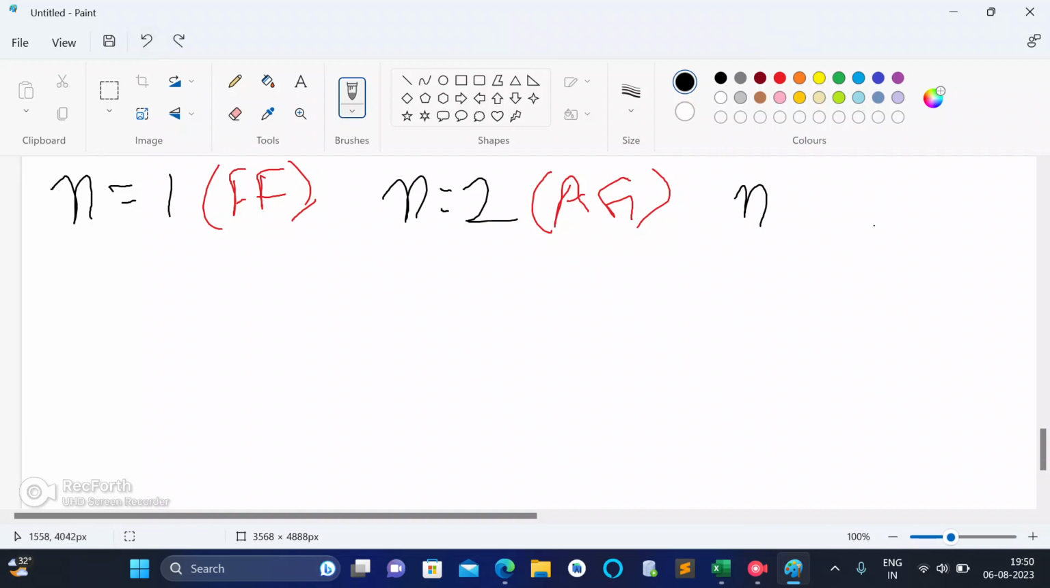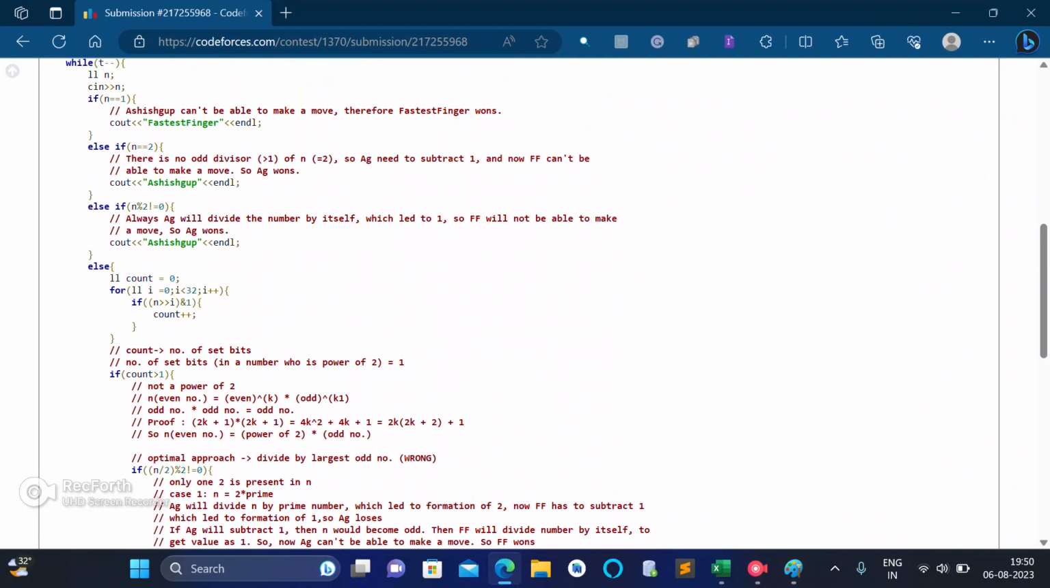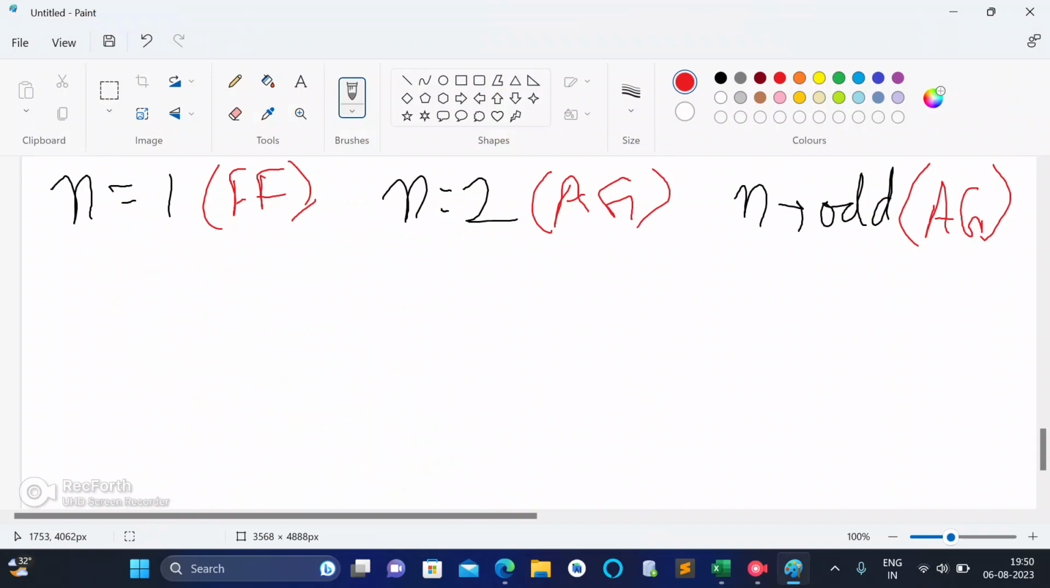If n is odd, that is n modulo 2 is not equal to 0. So let me write n is odd only. So if n is odd, Ashish Gupta will divide the number by the odd number only. So Fastest Finger won't be able to make any move. So Ashish Gupta wins. Let me check all these things once again. If n is equal to 1, then Fastest Finger; n is equal to 2, then Ashish Gupta; and odd, then Ashish Gupta. Okay, everything is correct.